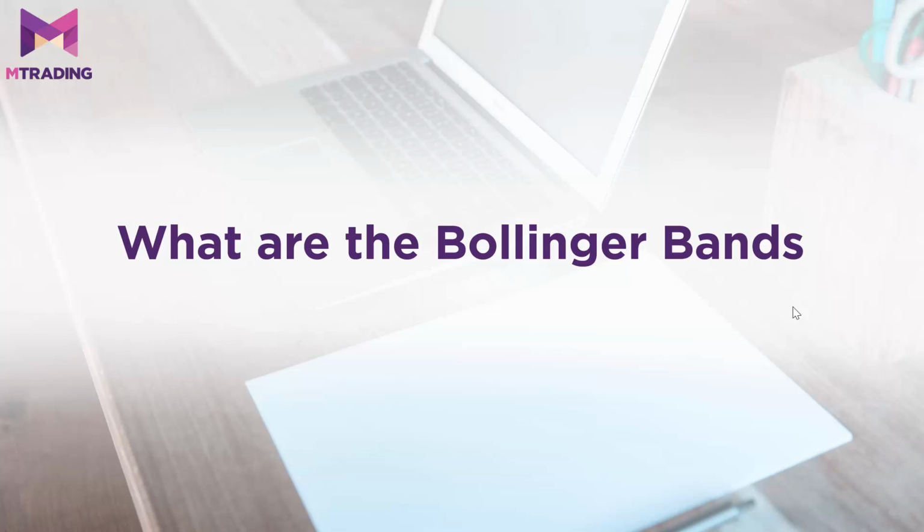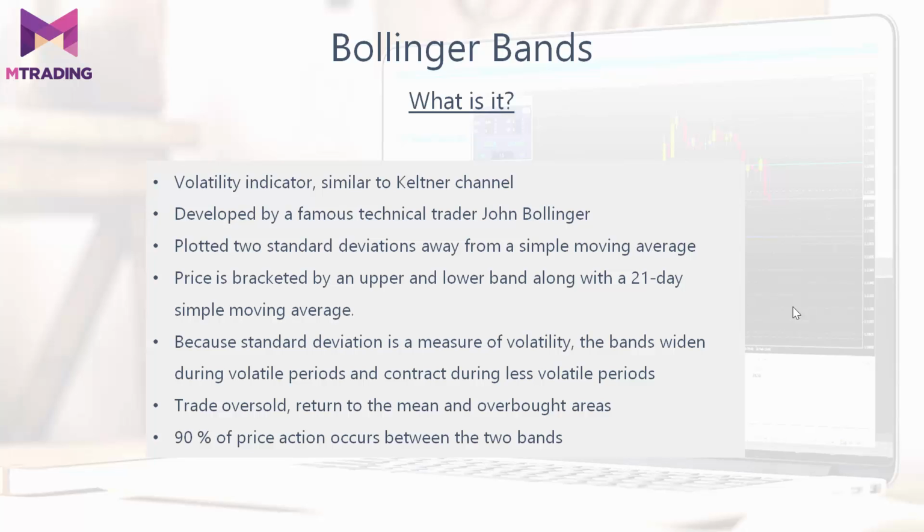Let's discover what the Bollinger Bands are and how you can use them to your advantage. Bollinger Bands is an indicator which comes with your MT4 platform by default and is a volatility indicator which is similar to the Keltner channel, in case you have not heard of it. If not, you might want to note it down and look into it later on. Bollinger Bands were developed by a famous technical trader called John Bollinger. It is said to plot two standard deviations away from the simple moving average, and therefore the price is bracketed by an upper and lower band along with a 21-day simple moving average.